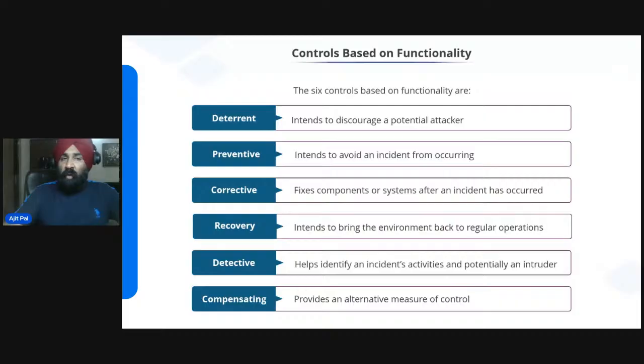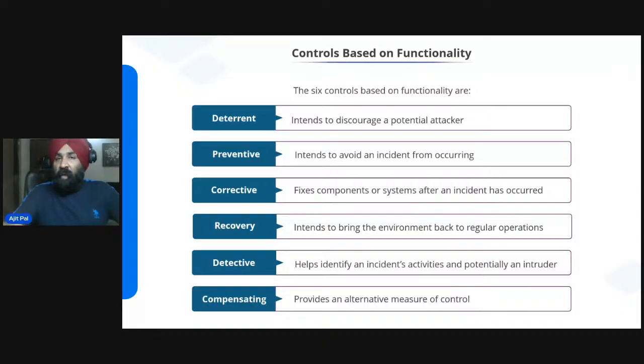So one control can belong to two categories, on the basis of implementation and on the basis of functionality. Like a firewall is a preventive control and a technical control. But it is not set in stone that a firewall will always remain a preventive and technical control. Look, the implementation category will always remain fixed, but the functionality changes.